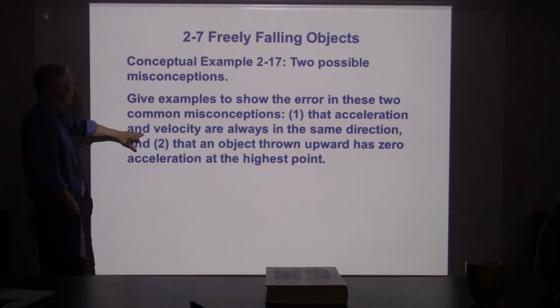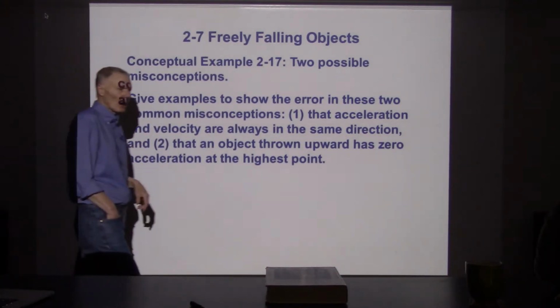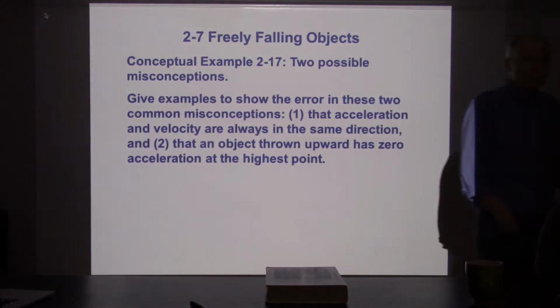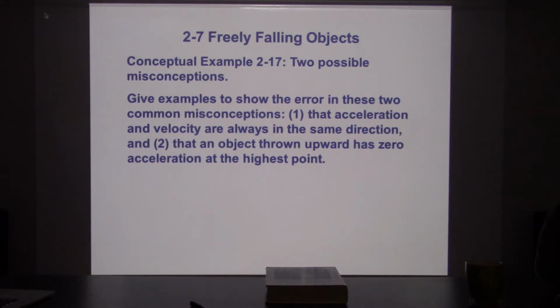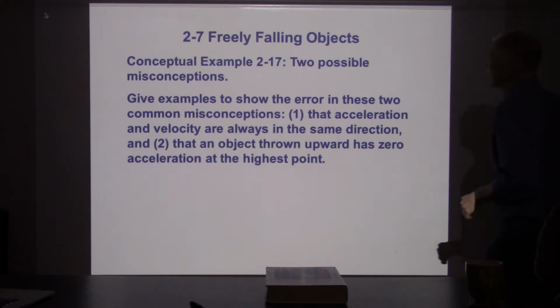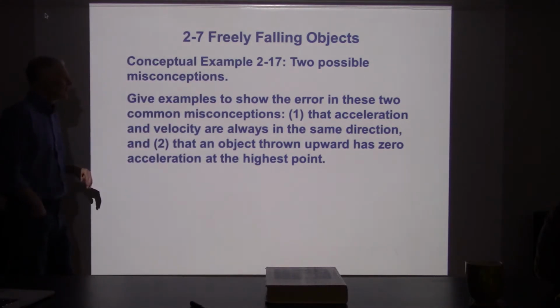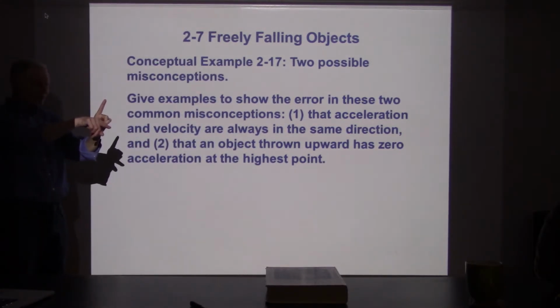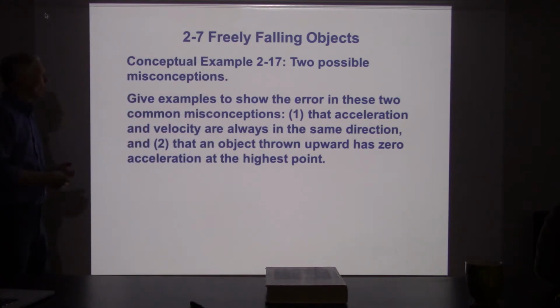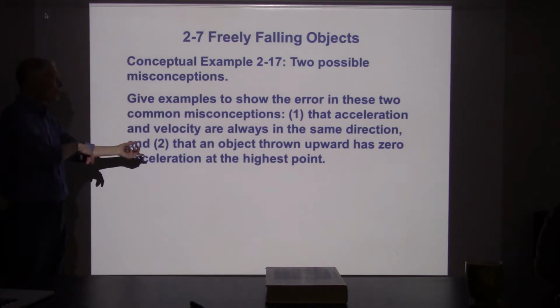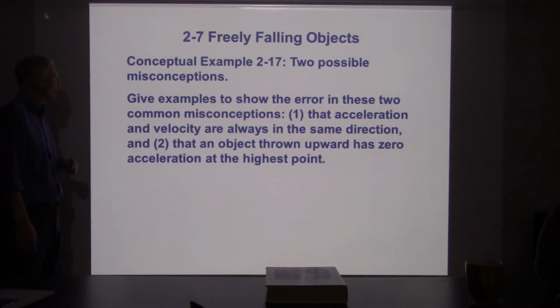So this is something we should talk about here. First of all, there's this idea that acceleration and velocity are always in the same direction. No, they don't have to be. Anytime something is slowing down, the direction of the acceleration is reversed. So anytime we're slowing down, we're going to have an acceleration in the opposite direction. In fact, we're going to see cases where they're perpendicular to each other. So you can have any direction of acceleration with any direction of velocity.